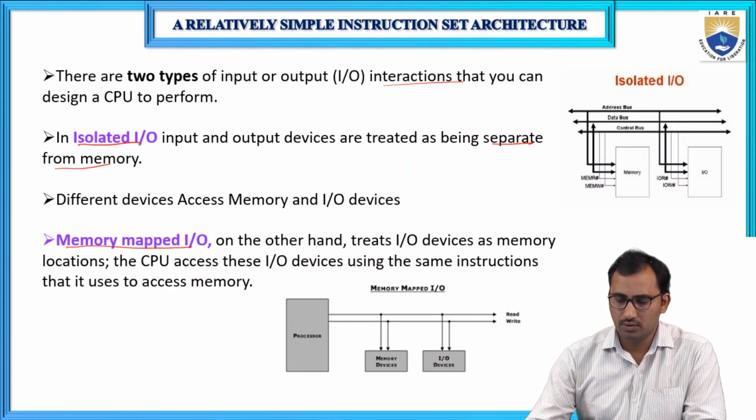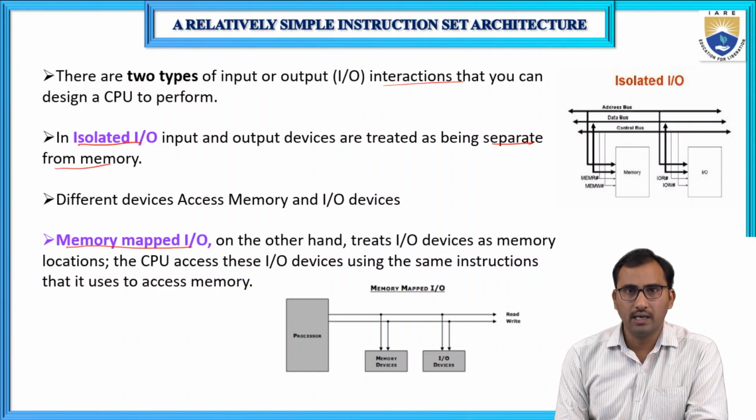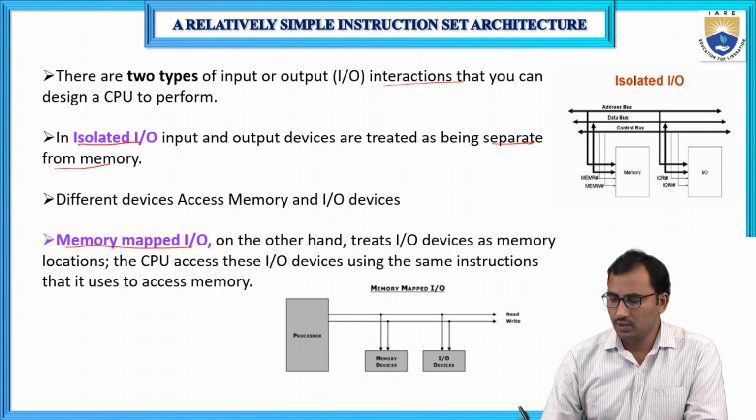They are separate. So that's why it is called isolated I/O. Here you can see the figure of isolated I/O. Here we are using the memory device and the I/O device. This memory device and I/O device are using separate addresses. So separate addresses are there for memory as well as the I/O. That's why it is called isolated I/O.